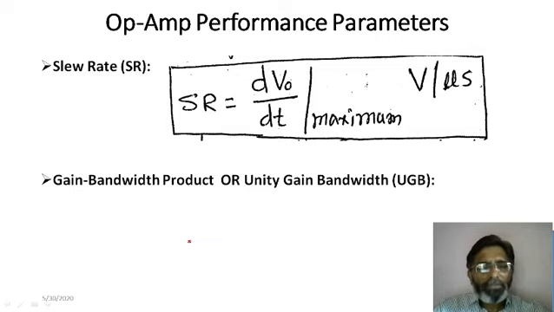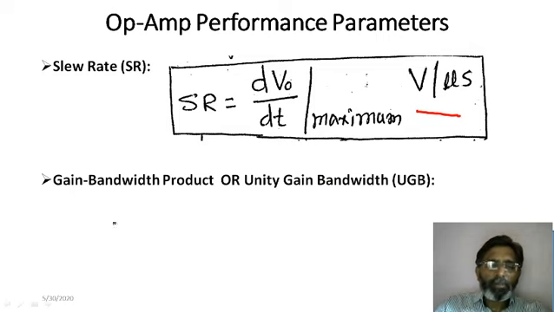So, slew rate is defined as the maximum rate of change of output voltage with respect to time, and the same is given here in the mathematical expression, and its unit is volts per microsecond, that is the slew rate. Then the last parameter is the gain bandwidth product or the unity gain bandwidth.